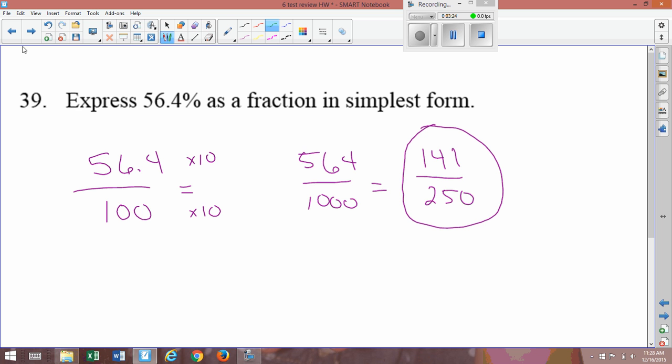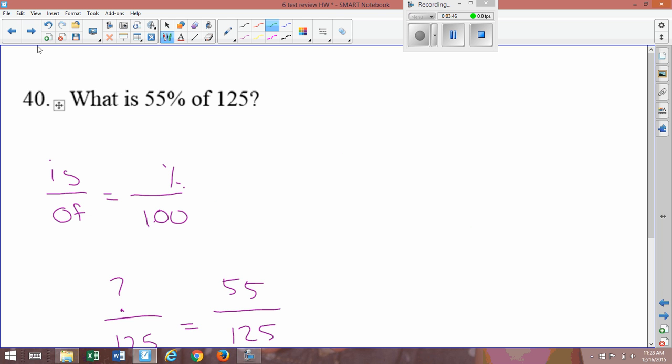Express 56.4% as a fraction in simplest terms. We know that it's always over 100, but the problem here was I had to move the decimal and get rid of the decimal. So I multiplied by 10. Whatever you do to the top, you do to the bottom. Now we have 564 over 1000, which reduces down to 141/250ths.